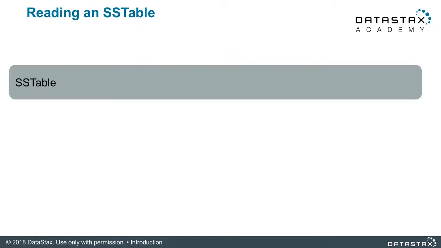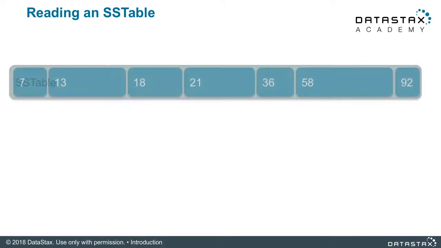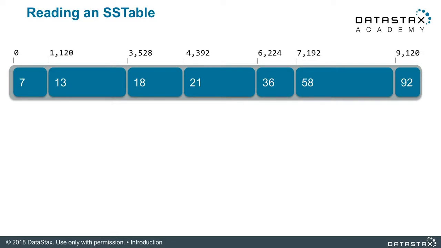SS tables, they're a little bit different beasts. Remember, they're stored on disk. They have file offsets. The partitions are stored in the file, and the partitions don't all have the same length. Here we have partition 7, 13, 18, so on and so forth. What we have at the top here are the actual file offsets where those partitions lie within this SS table. So 7, since it's at the beginning, lies at byte offset 0. Partition 13 is at byte offset 100120, so on and so forth.